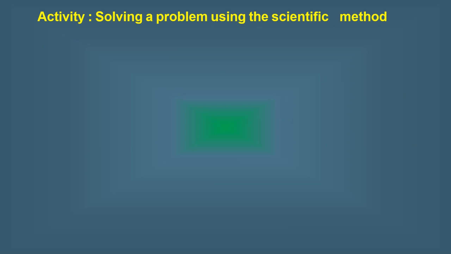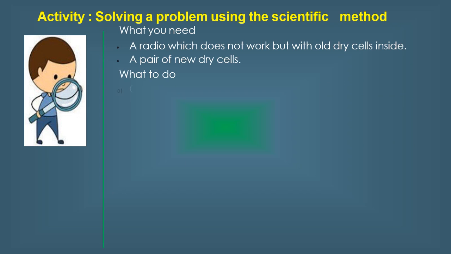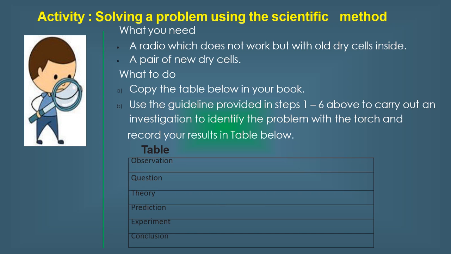So now, in my activity, I want you to think of a problem and solve it using a scientific method. Maybe you have a radio which does not work, with all the dry cells inside. Now, take a pair of new dry cells to test. What do you do? Copy the table below in your book.